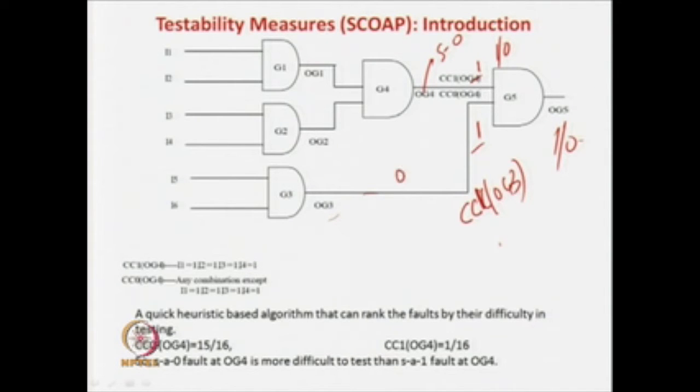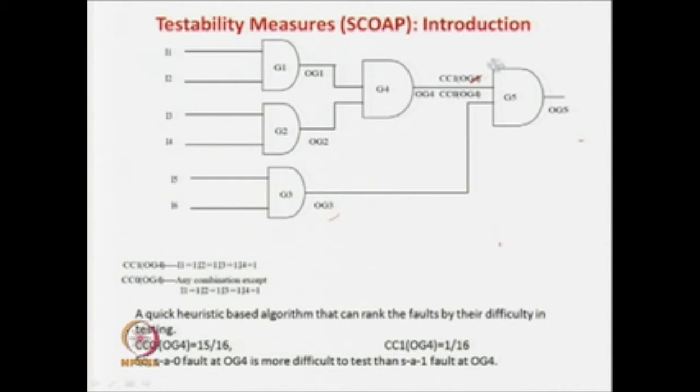So, it is combinational controllability of OG4 because of this gate, and you have to control it to 1. So, if you add this, that is, you have to control this to 1, that is combinational controllability of OG3 plus combinational controllability of OG4, this one. If you add it, then actually you can get the value of what is the difficulty of testing this one.